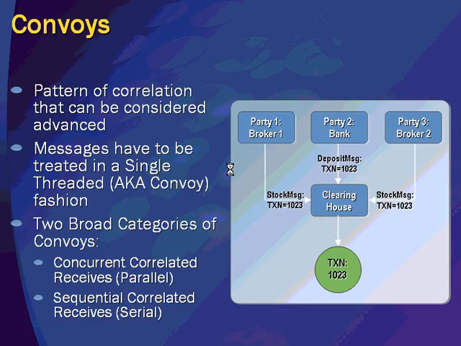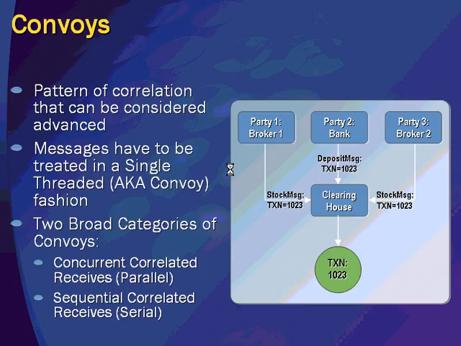A convoy is basically a design pattern in orchestration that allows you to do advanced message processing where you control, or you may not be in control of, the order of the messages being received by your organization or by BizTalk. Messages are treated in a single-threaded fashion, meaning if a given message is received and a following message needs to be part of that same business process, all that execution will occur in one instance of an orchestration running on a single thread of the BizTalk process.